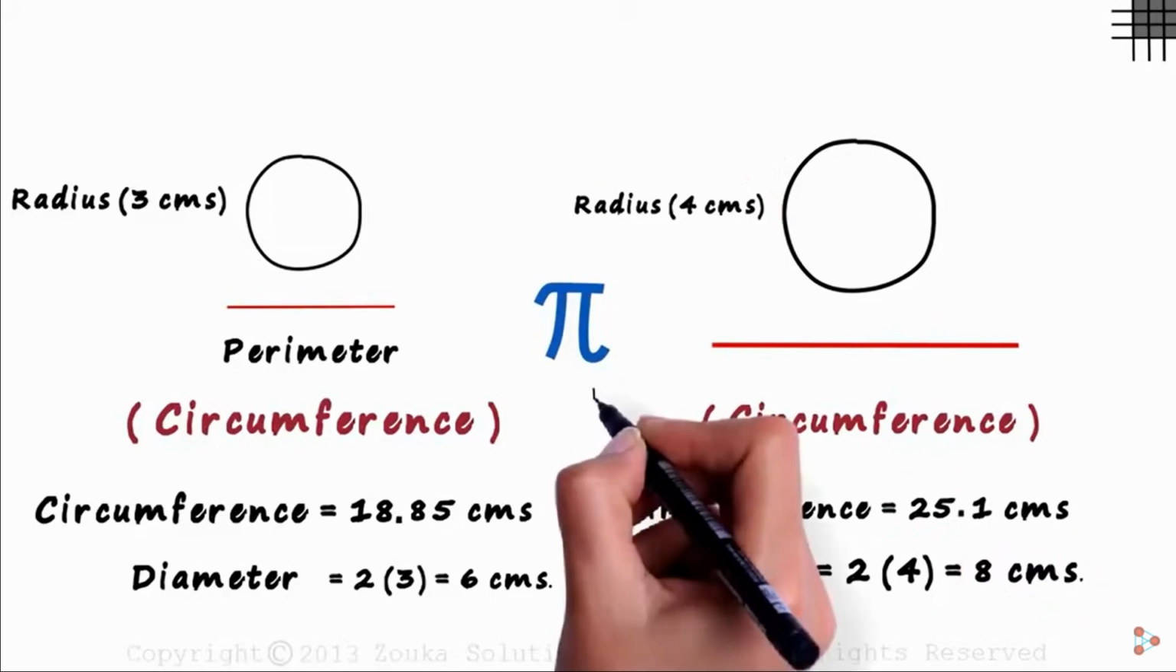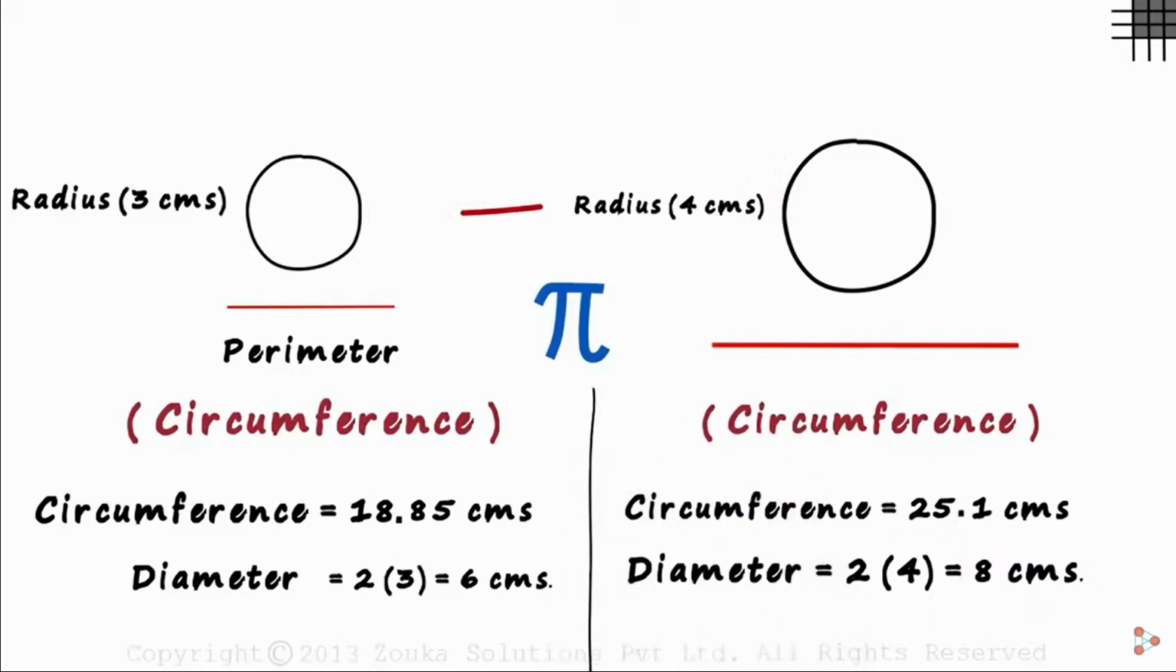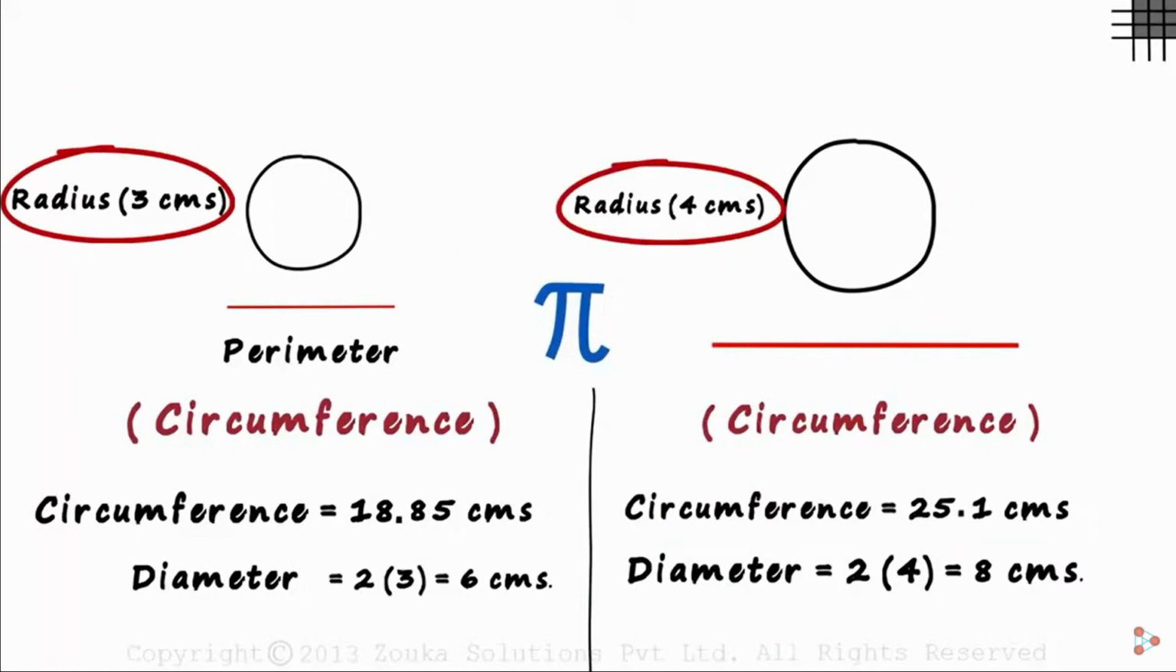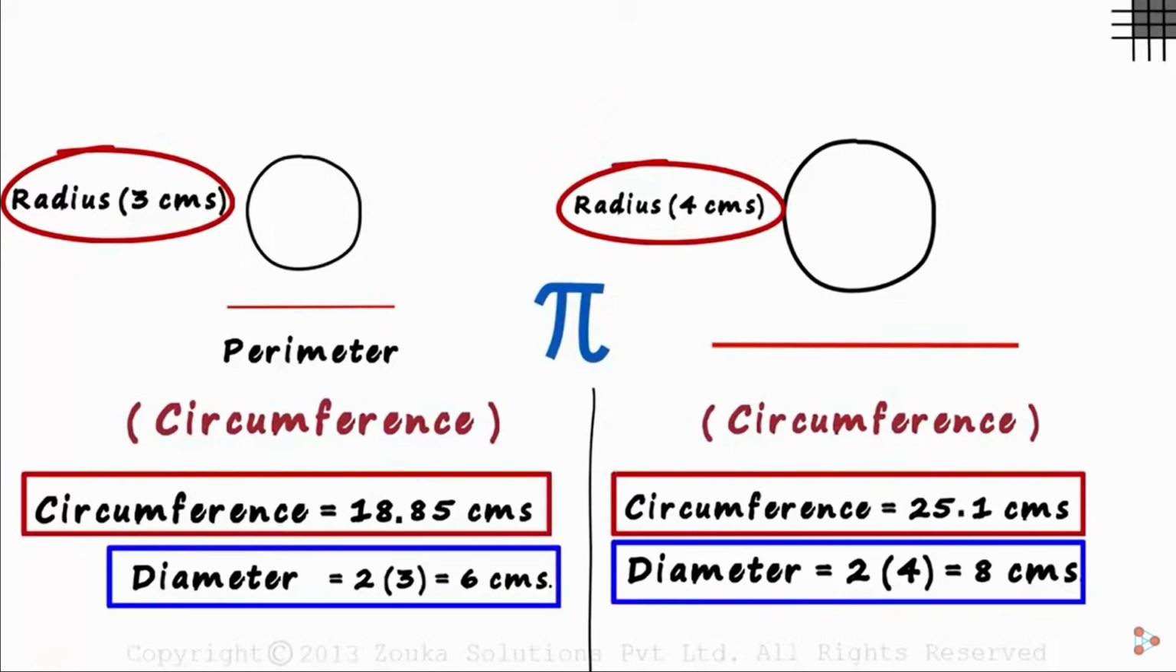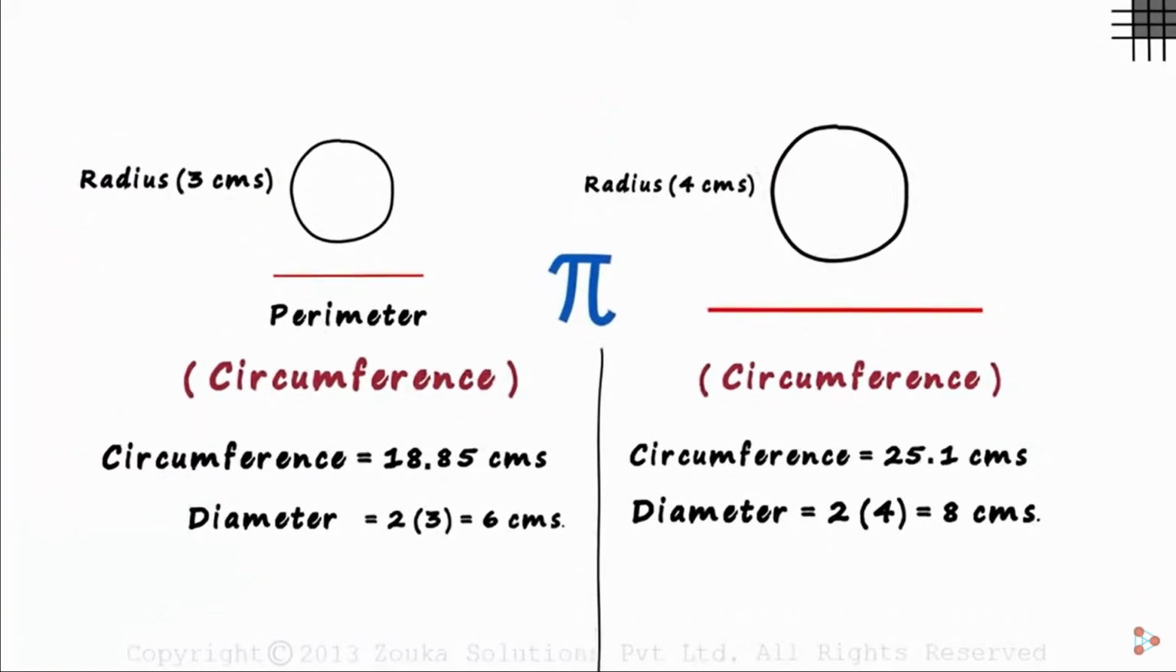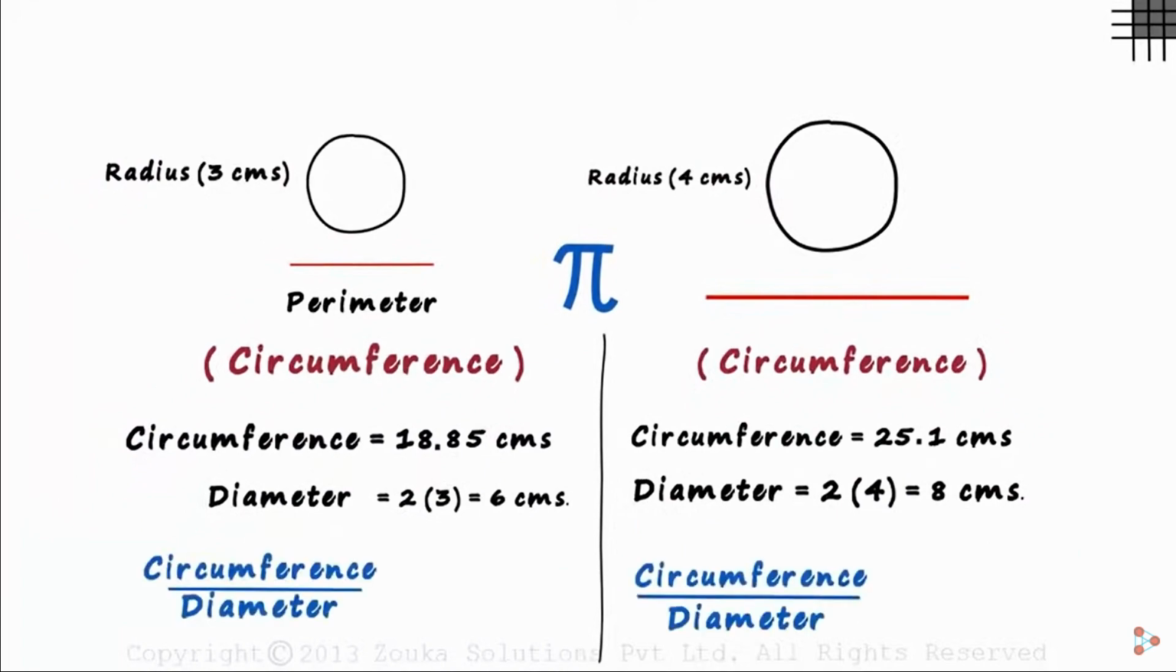We looked at two different cases here. One circle with 3 as the radius and another with 4 as its radius. In both cases, we calculated the circumference and the diameter. Let's zoom out and find the ratio of circumference by diameter in each case. If we calculate the value of circumference by diameter in the first case, we will approximately get it as 3.14.